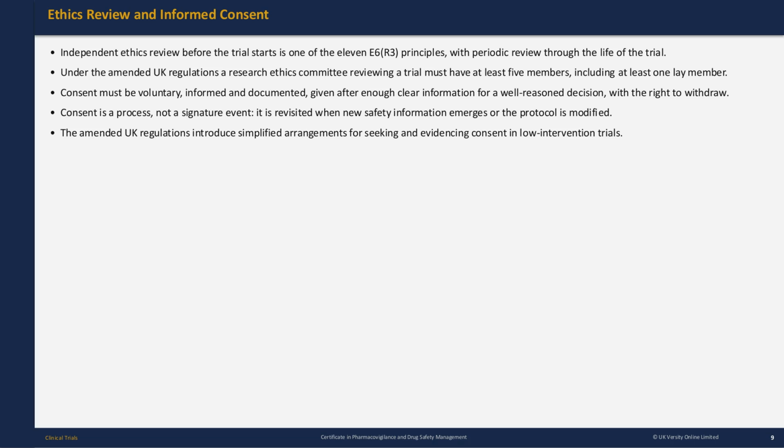Under the amended UK regulations, a research ethics committee reviewing a trial must have at least 5 members, including at least 1 lay member. Consent must be voluntary, informed and documented, given after enough clear information for a well-reasoned decision, with the right to withdraw. Consent is a process, not a signature event. It is revisited when new safety information emerges or the protocol is modified.